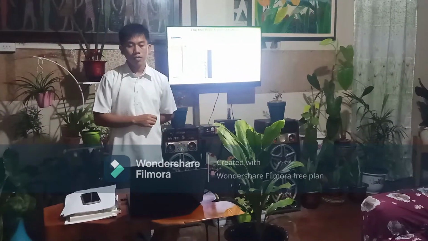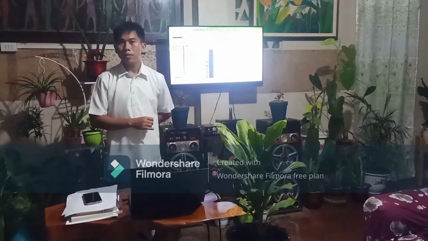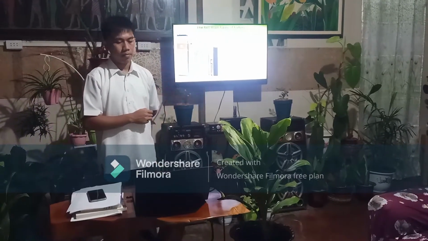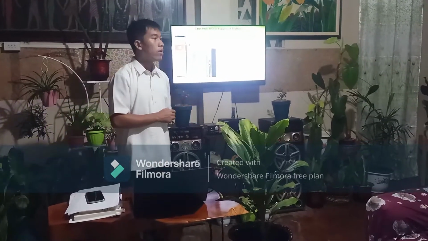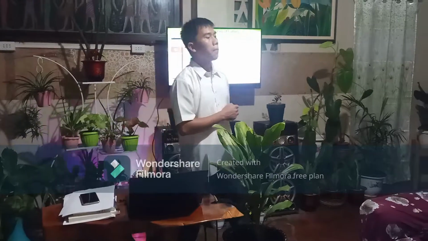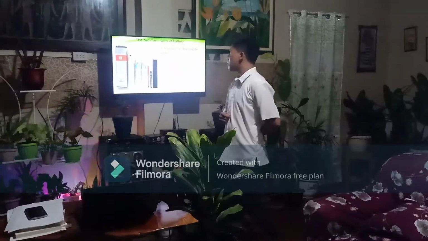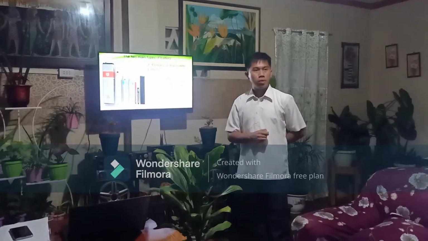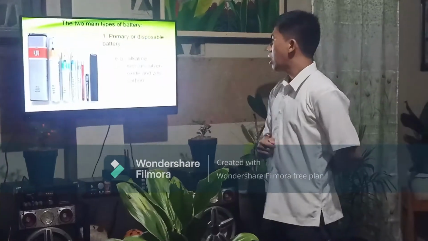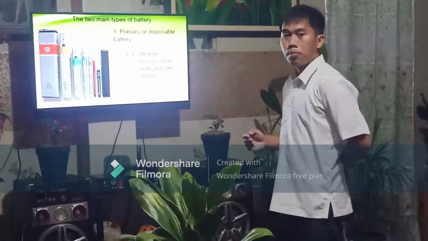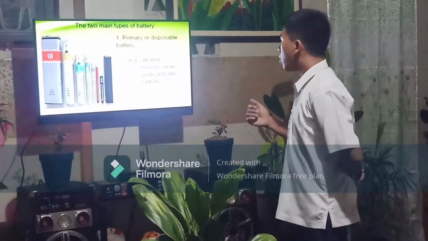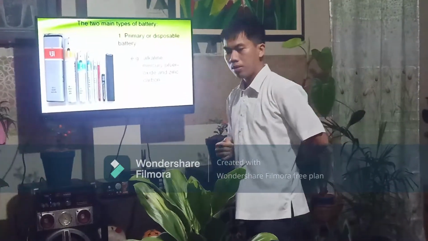There are two main types of battery. Namely, the first one is the primary battery, primary or disposable battery. Examples of primary batteries are alkaline, mercury, silver oxide and zinc carbon.